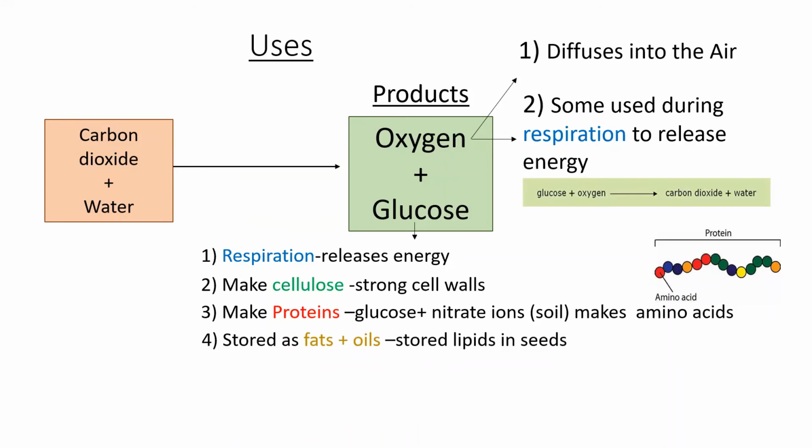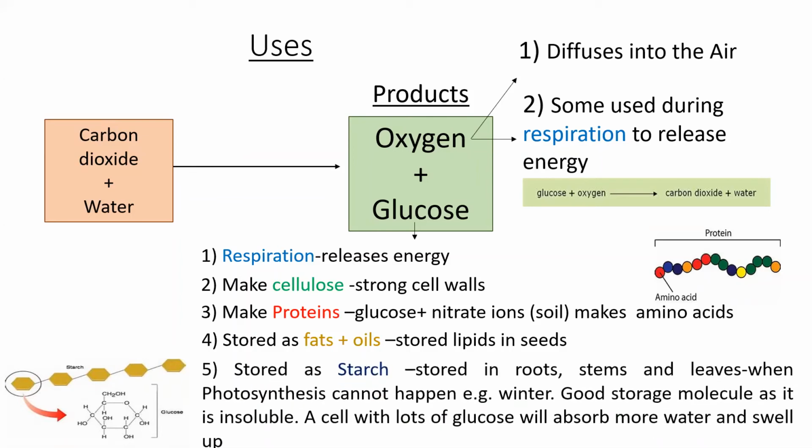The fourth and fifth use of glucose is about how glucose is stored. So glucose can be stored as fat and oils. These stored lipids are found in seeds, and it provides energy and insulation. The fifth store is starch. So looking at the image, we can see that starch is a long chain of glucose molecules. So starch is a polymer made up of glucose.